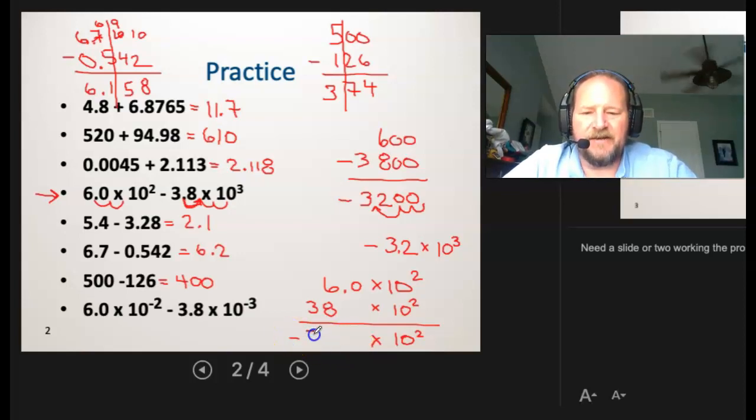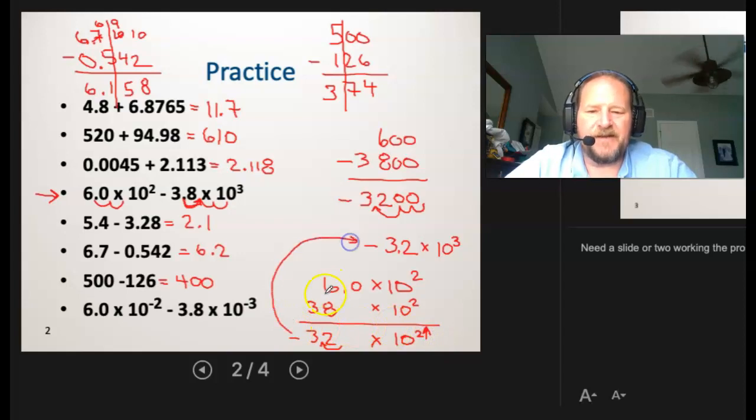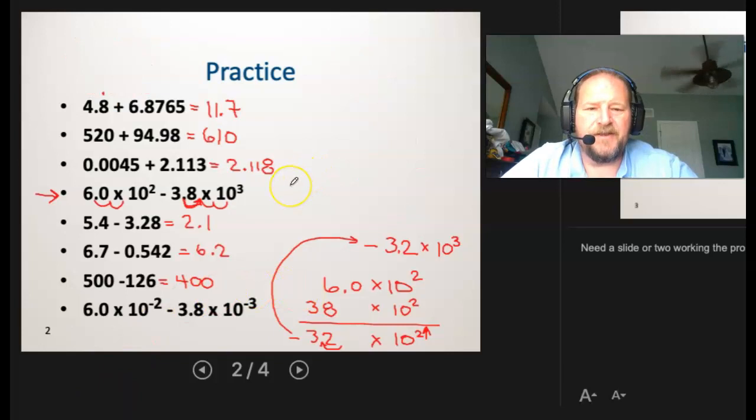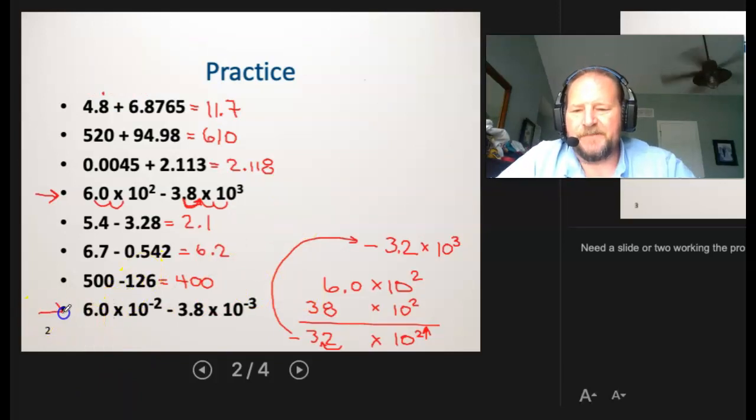Now here we're going to get negative 32. Now I can't leave it this way. That's not correct scientific notation. So this time we're going to move the decimal point over one time, which means this is going to go up 1. And we should end up at the same answer. All right, so I did the pause and go again. That way we can work on this last problem right here.